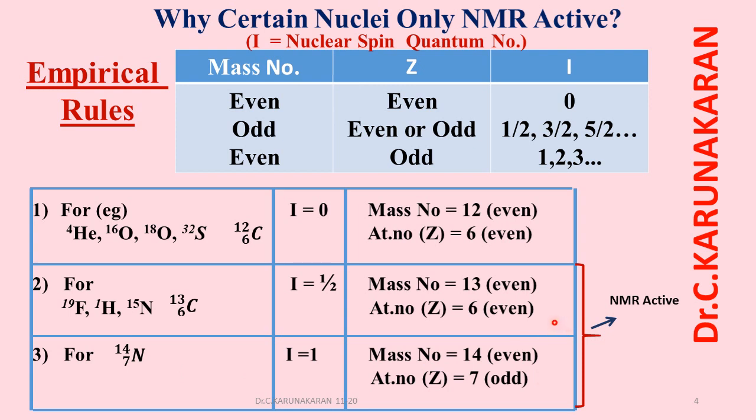These are only empirical experimental rules to predict whether the nuclei are NMR active or not. These are commonly asked in the GATE or CSIR examination. Questions are asked whether a nucleus is NMR active or not. It is not a theoretical rule, it is an empirical rule predicted based on observations.